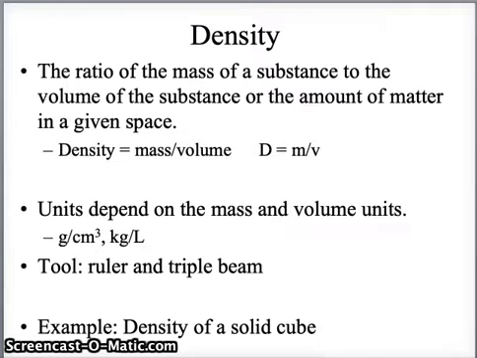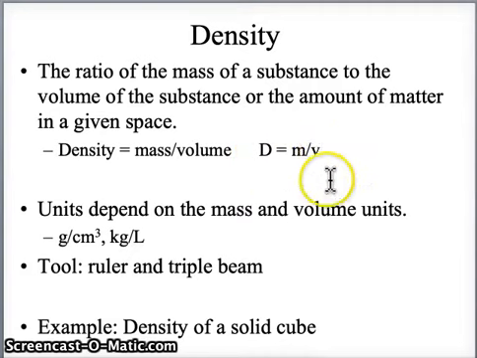The last type of measurement we're going to talk about is density. Density is the ratio of mass of a substance to the volume of the substance, or the amount of matter in a given space. I like to think of it as how much stuff is crammed into a given area. How much stuff, how much matter, is our mass, in a given area, which is our volume. So basically density is mass divided by volume, or density equals m over v.